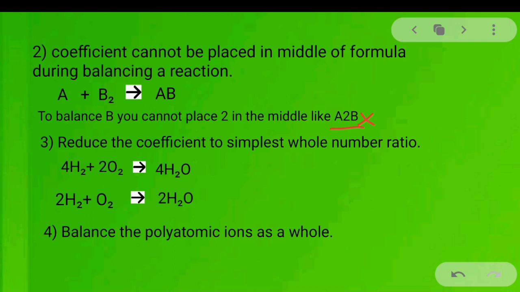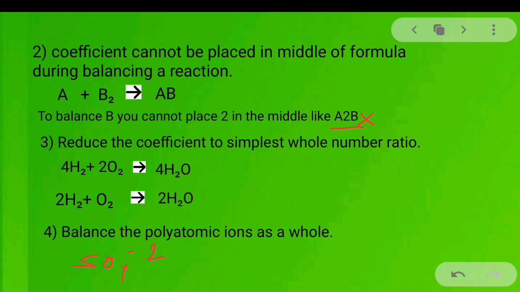Now, balance the polyatomic ion as a whole. Suppose you have the sulfate ion on the LHS, then you will take the sulfate ion as a whole on the right hand side while counting the number of atoms. So it is easy for you.